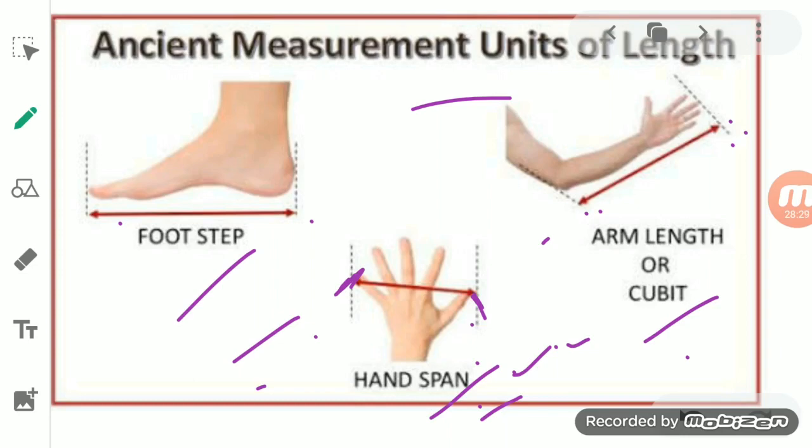To remove this problem, the scientists came to a conclusion and developed a standard system to measure anything. That standard system of units is known as the SI system.